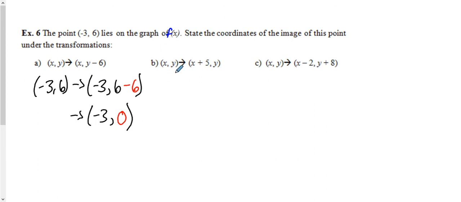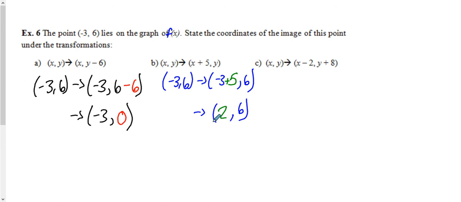In this middle example here, again, we're going to start off with our negative 3, 6. And what's happening in this case here? Well, that negative 3, we're going to add 5 to it. So let's go plus 5. And that y value of 6 is still y. So nothing's happening there. So I'm just going to write down 6. So let's clean this up. So I got negative 3 plus 5. What is negative 3 and 5? That makes 2. That 6, nothing happened to it. So my new coordinate is going to be 2, 6.